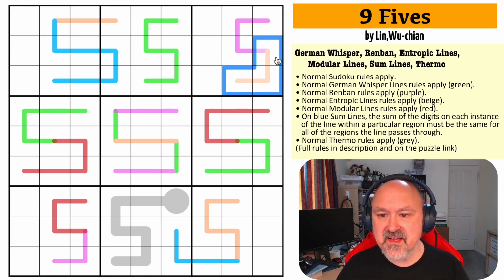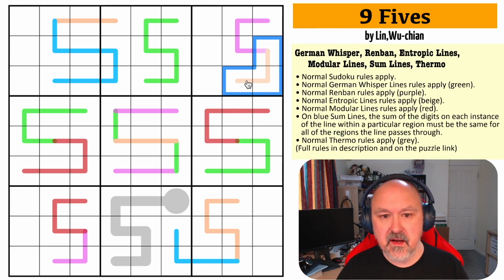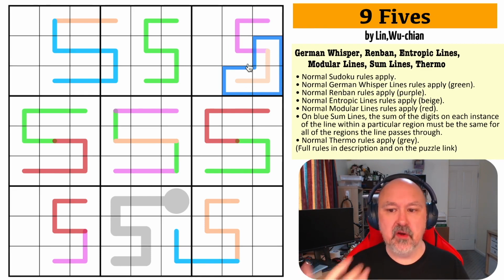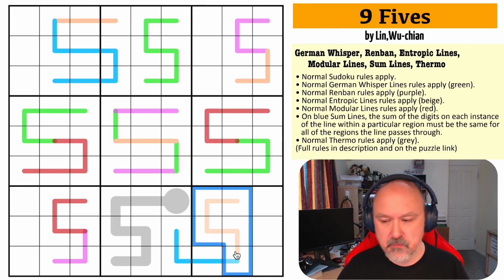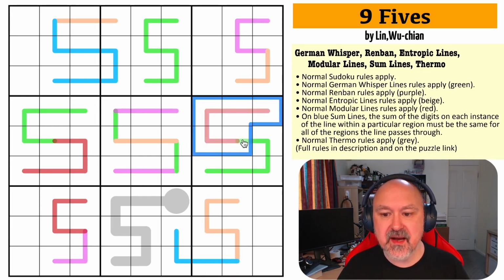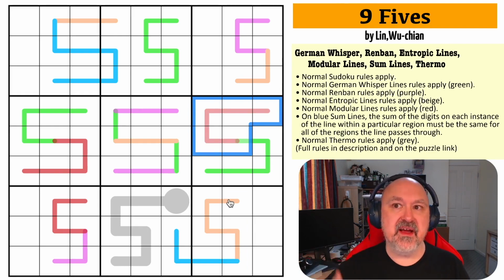On the beige lines, any set of 3 digits along the line must contain 1 low, 1 medium, and 1 high digit. So along this line, this would be a set of 1 low, 1 medium, and 1 high. When you get a longer line, there's a little bit more going on. Similar with the red lines, but those are modular lines, which means instead of being 1, 2, 3, 4, 5, 6, and 7, 8, 9, low, mid, and high, they are the remainders of modulo 3.